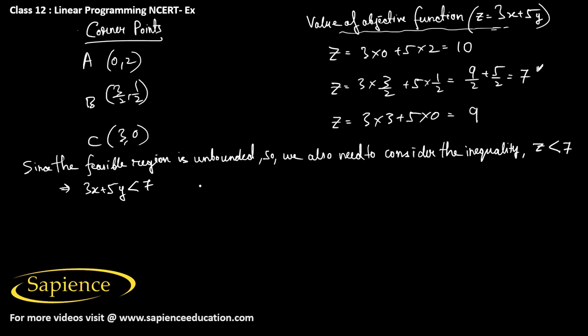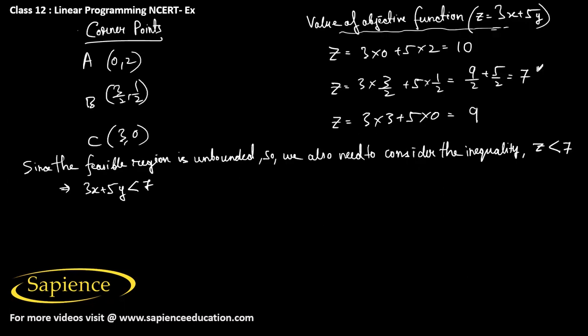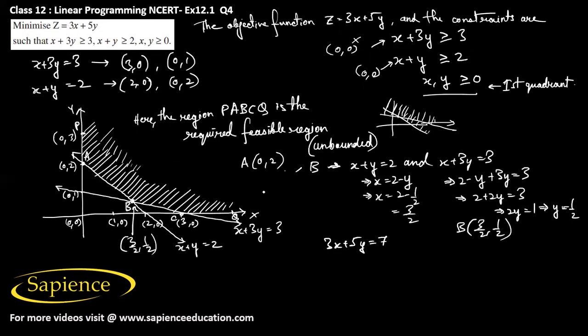So now 3x plus 5y equals 7. We need to consider this straight line. Since it is less than 7, it means that the points on this straight line will not be a solution of this inequality. So we need to draw a dotted line. Here we need to draw a dotted line.